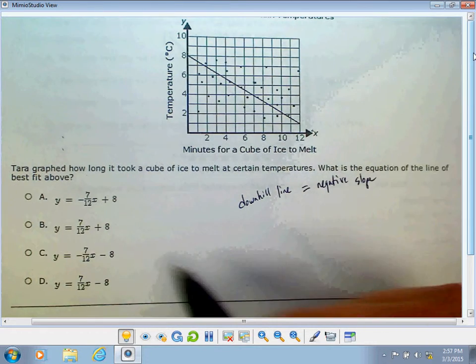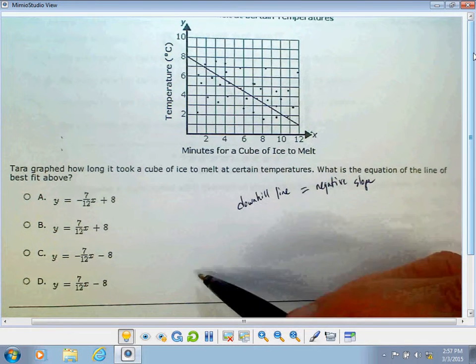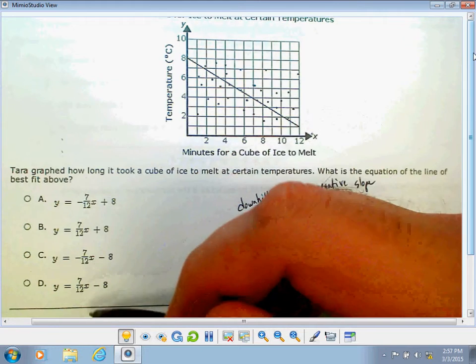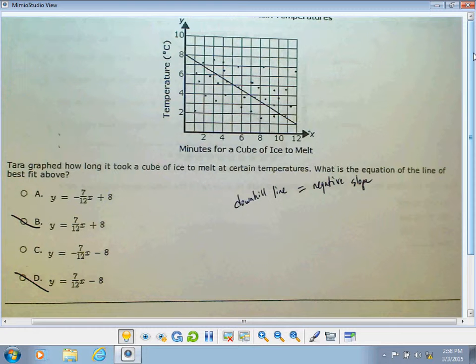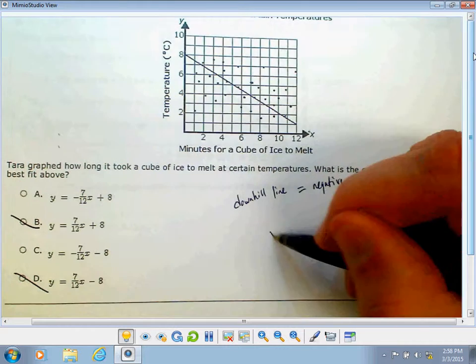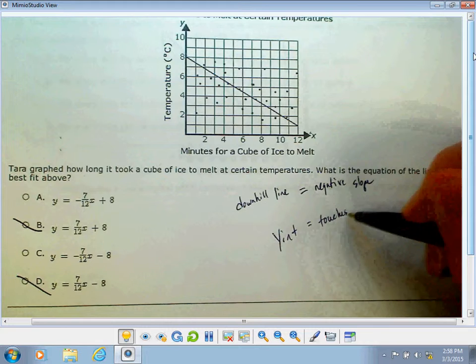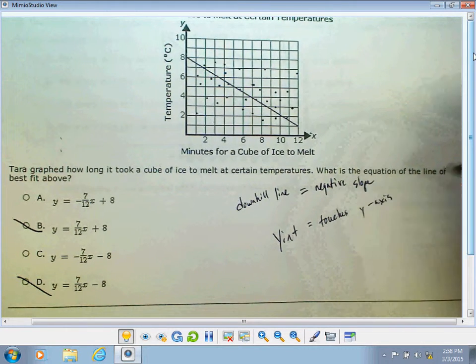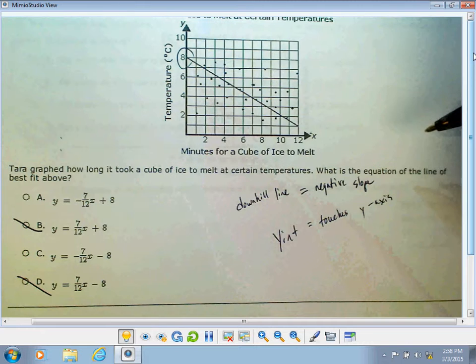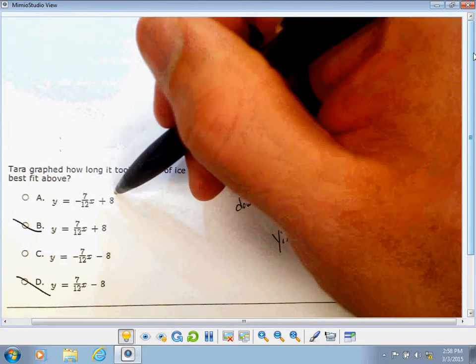So I come over to my equations, knowing that the number next to x is the slope. It has to be negative. Well, they're all the same except 2 are negative and 2 are positive. So B and D are no good because they're positive slopes. So it's either A or C. Then the other thing I look at is the y-intercept, and that's where it touches the y-axis. So I go up and look at the y-axis. Where does it touch? Right there. So that's positive 8. So which one of them has a negative slope and touches at positive 8? That's what this means. This one.